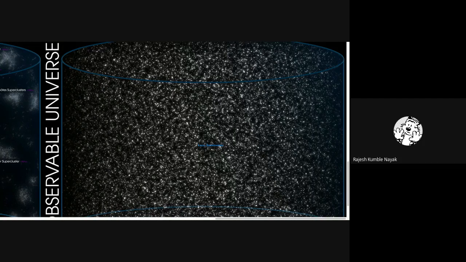Now, coming to homogeneity and isotropy, or the Copernican principle. The Copernican principle says that we are not significant. That means our position is equal to anyone else's position. That means when we stand in our place and watch the universe, it looks the same. This mathematically means that the universe is rotational invariant.